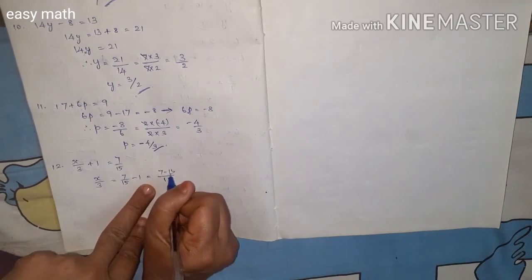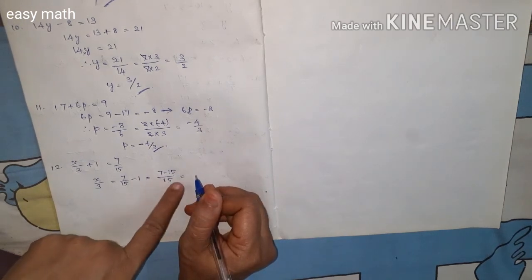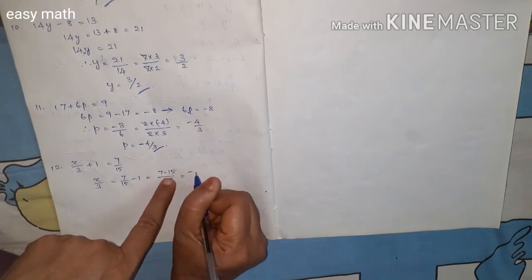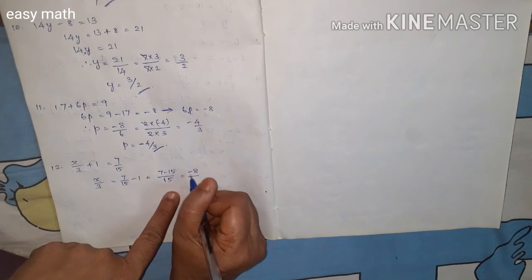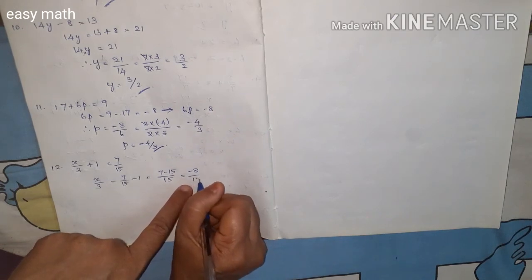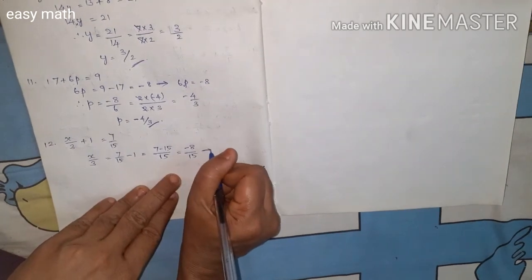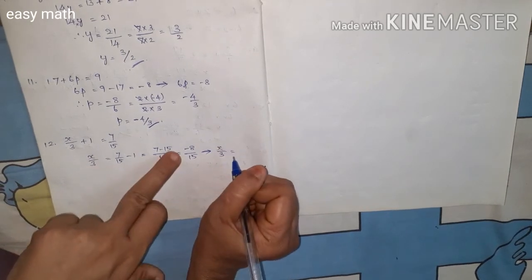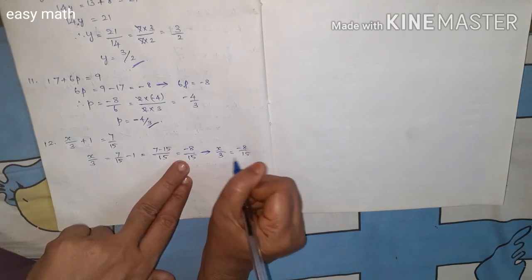7 minus 15, then we will get minus 8. Bigger number sign minus. 15 minus 7, 8. Bigger number sign 15, so we put the sign minus. So we get minus 8 by 15. That is x by 3 equal to minus 8 by 15.